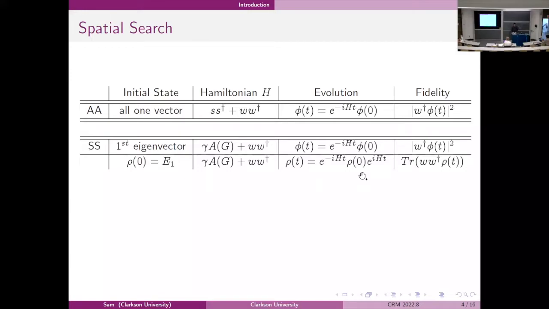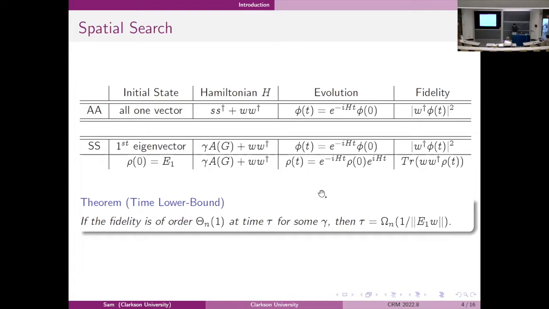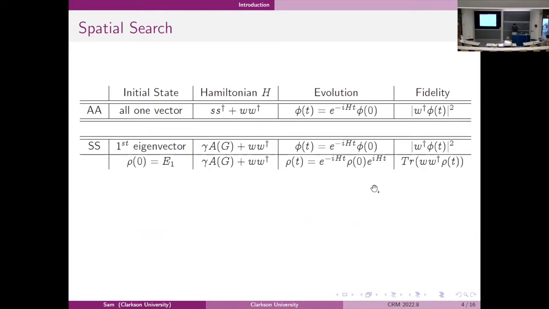The advantage of using the density matrix is that we don't need to worry about the global phase. So this gives some convenience in computing. And finally we have the fidelity, that's the trace of WW dagger multiplied by the density matrix. That is exactly the probability for finding the target vertex.